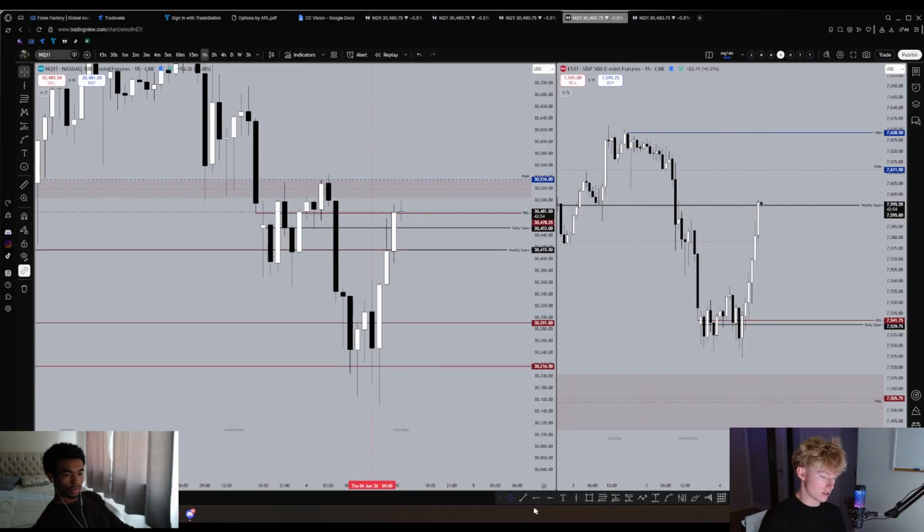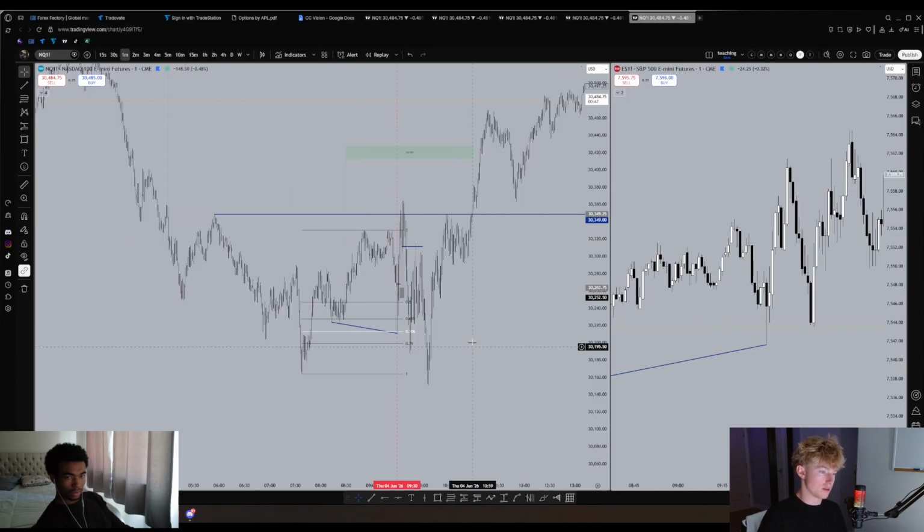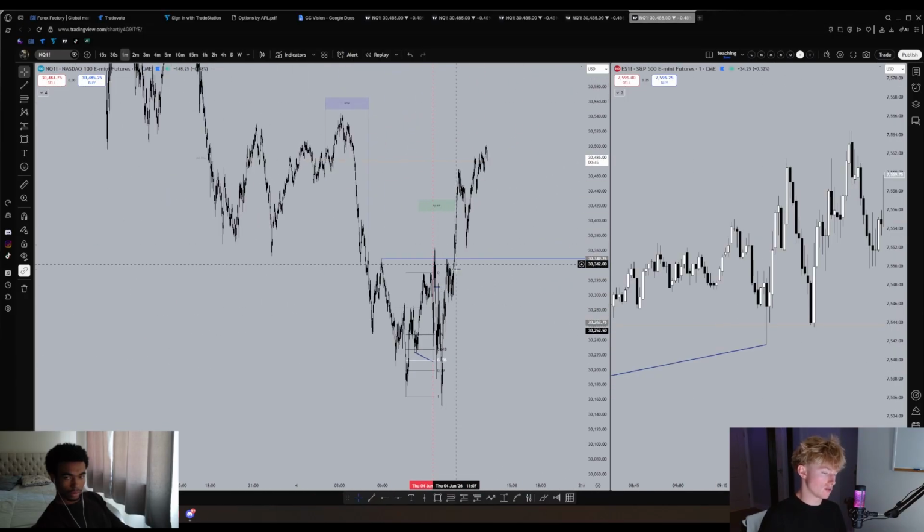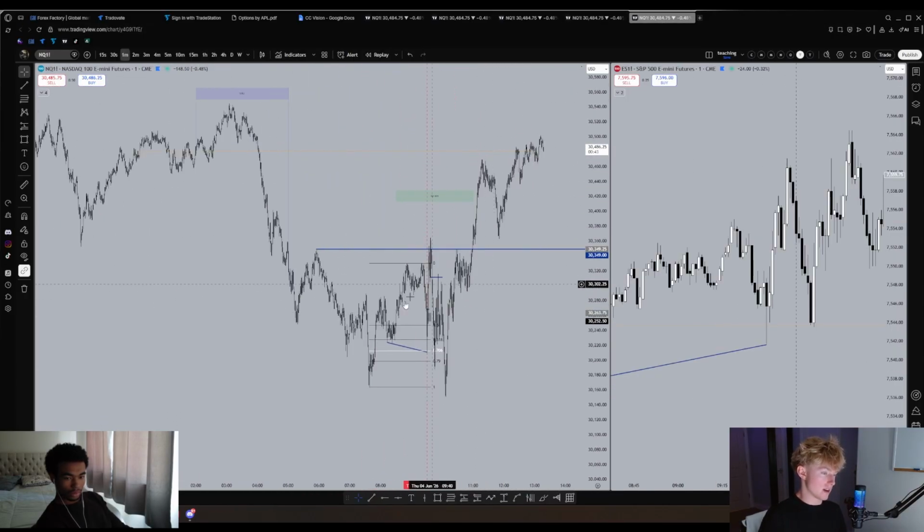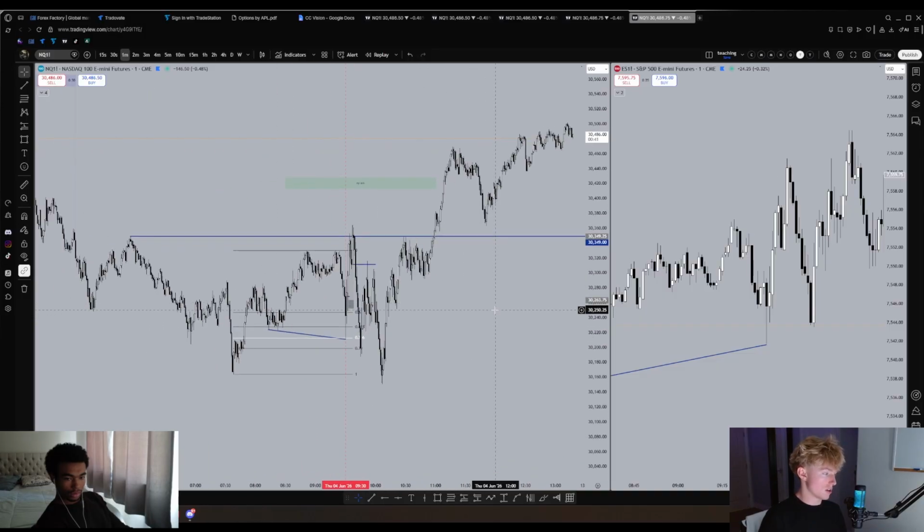And so once we get the sweep of this low right here, we are going to expect higher prices to drive back into rebalancing this range. And so yeah, that'll set us up well for the trade that Daniel took. Yeah, 100%. Let's break it down.